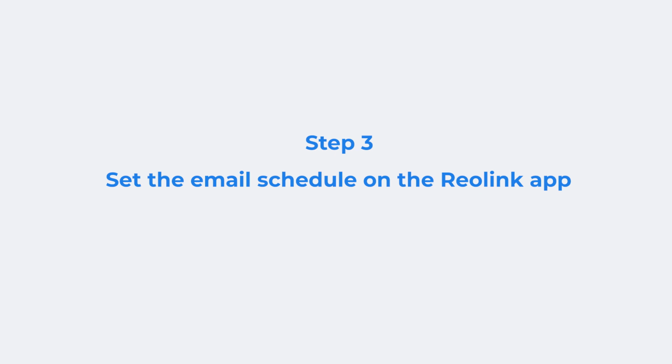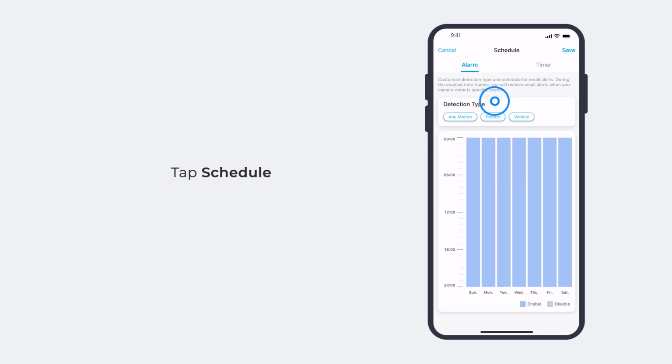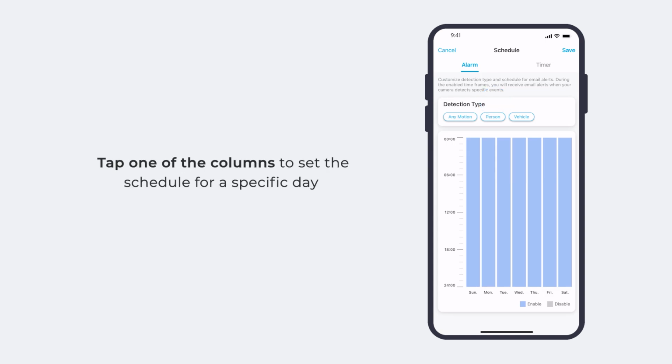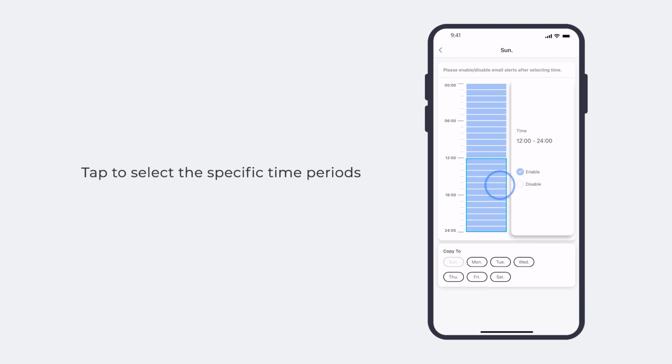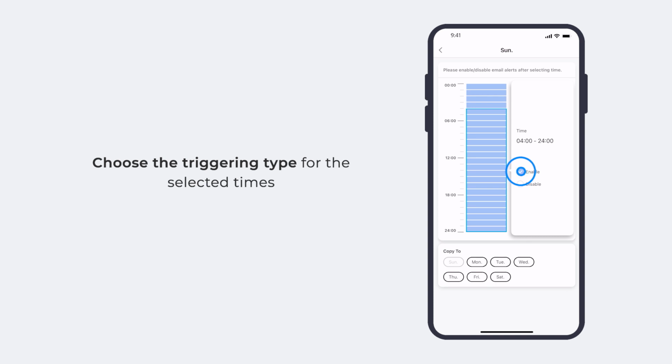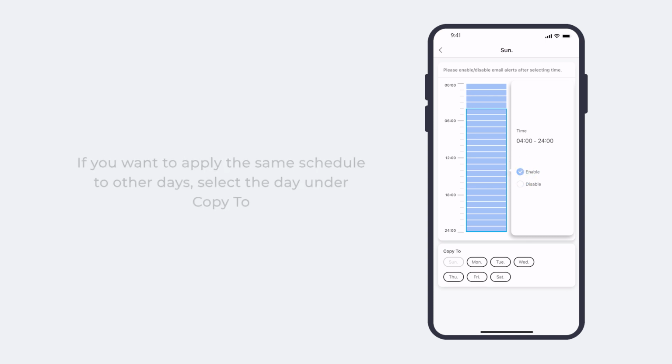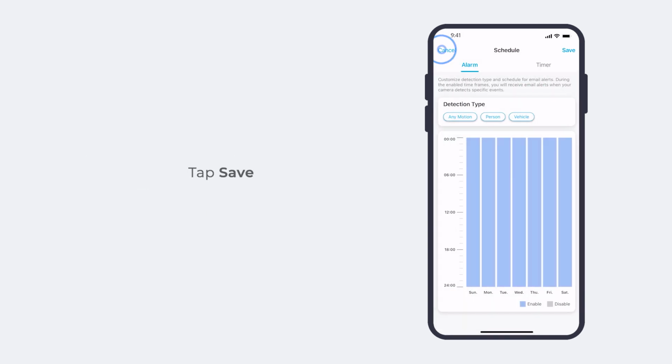Lastly, you can set the schedule for the email alerts. Tap Schedule. Then tap one of the columns to set the schedule for a specific day. On the next page, tap to select specific time periods. Then choose the triggering type for the selected times. If you want to apply the same schedule to other days, select the day under Copy To. Tap Save.